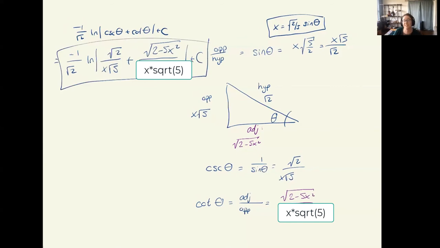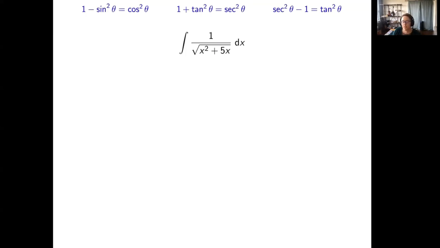That is my antiderivative. So far, we've had the square root of quadratics, and the quadratics were of the form something squared and a constant. Now we're going to see what happens when I have a linear term, something multiplied by x.